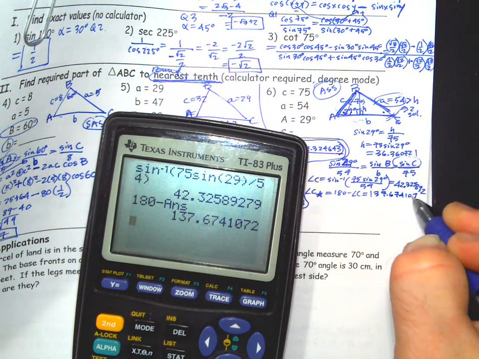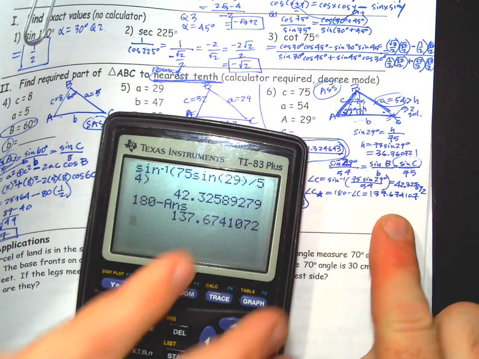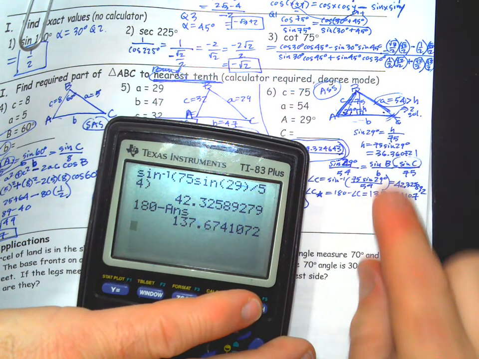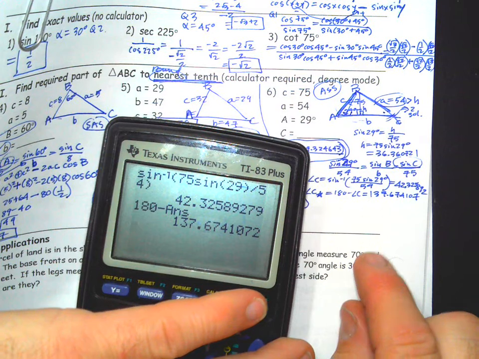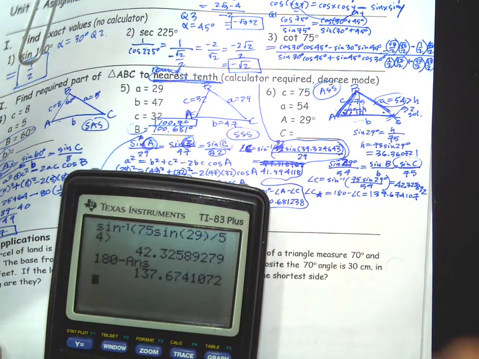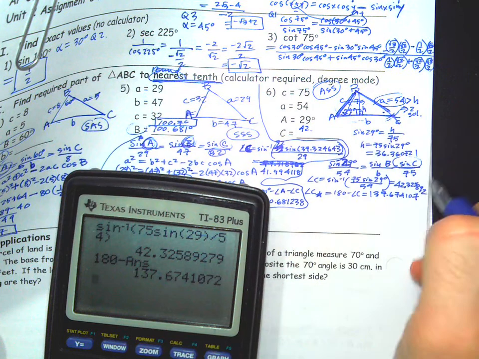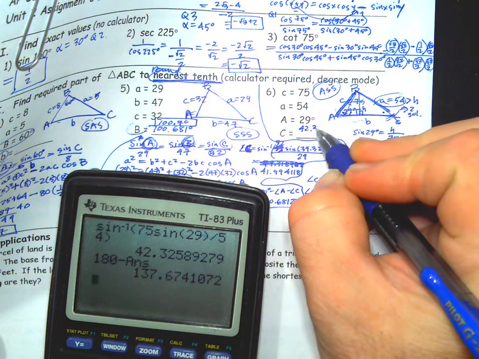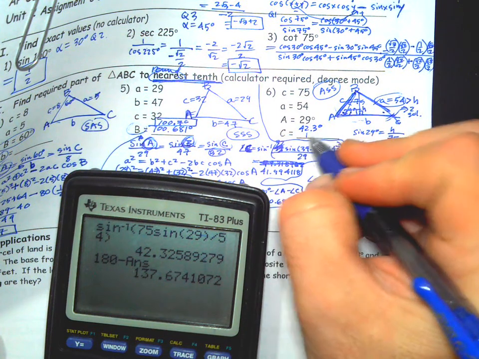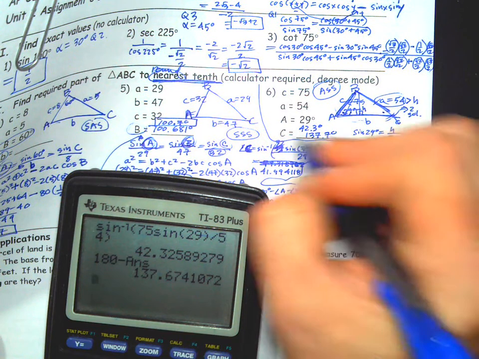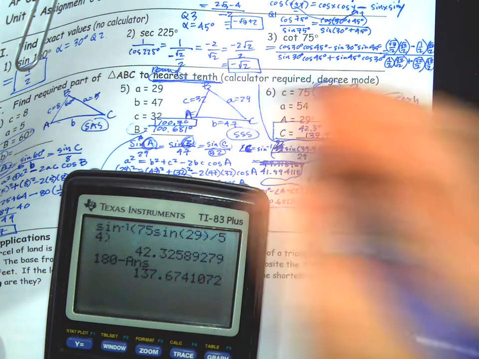So I get 137.674107. And that's the obtuse one. You know, one of them is going to be acute, one's going to be obtuse in this two solution situation. Since that's all they asked us for, then we could say, well, one of the answers is 42.3 degrees, and the other one is 137.7 degrees. We have to round to one decimal place according to the directions.